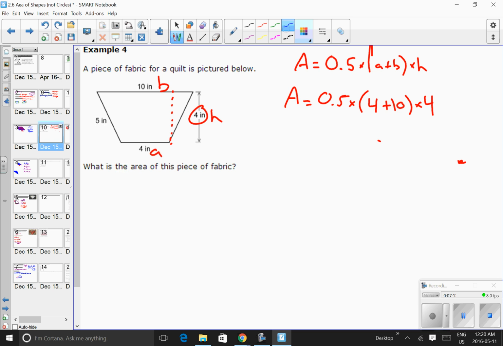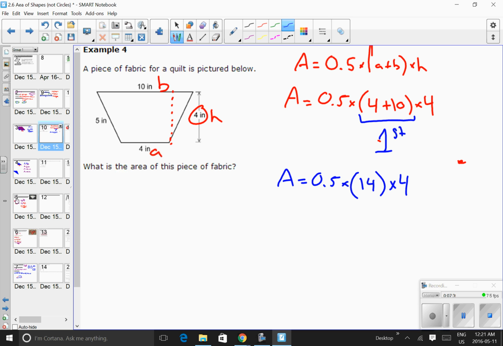So super duper important. Remember our order of operations. You must do what's in the brackets first. Super important, okay? So I'm going to do that on its own step. So the half is still there, haven't touched it. I'm just doing inside the brackets. 4 plus 10 is 14.